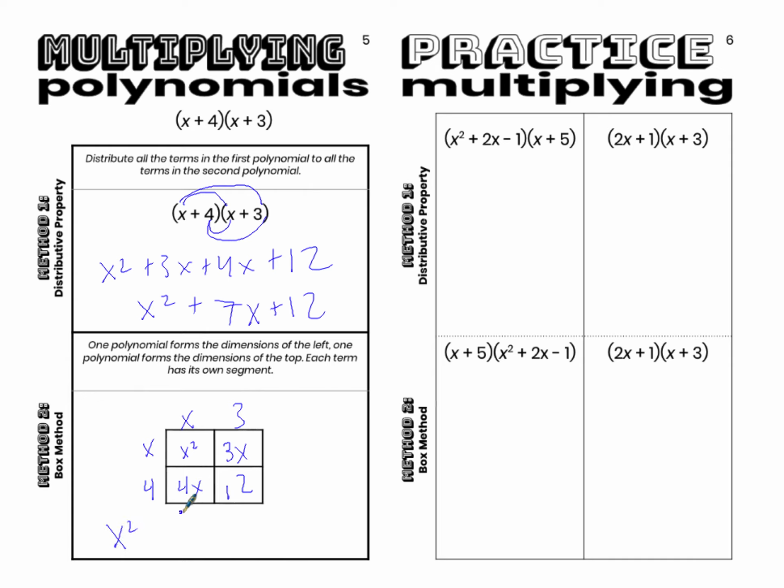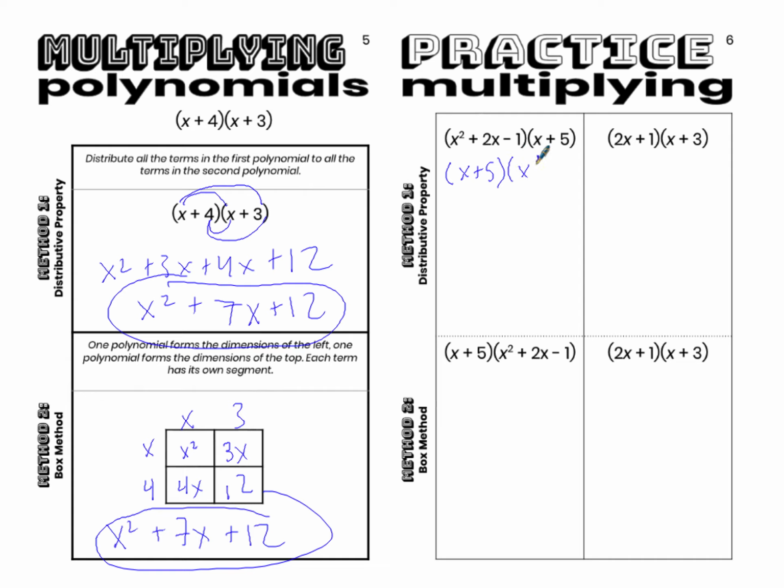It's okay with me if you do this addition or combining of like terms in your head. So same answer, x squared plus 7x plus 12, and different work. When we have a trinomial times a binomial, a lot of students like to rewrite it. Multiplication is commutative, so they like to write it with the binomial as the first factor.